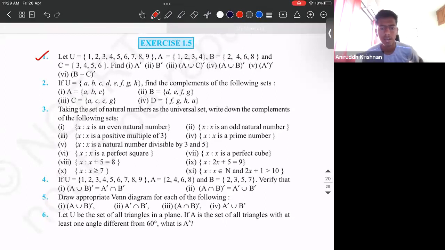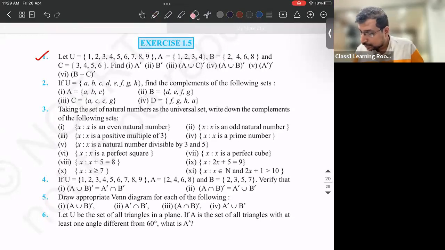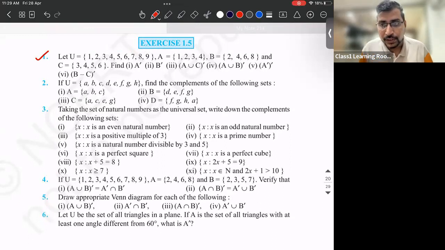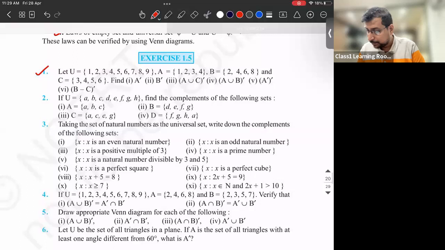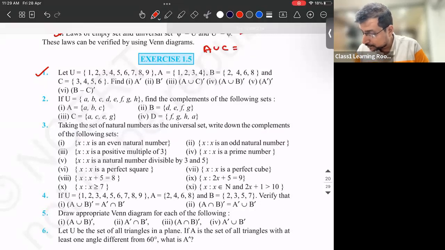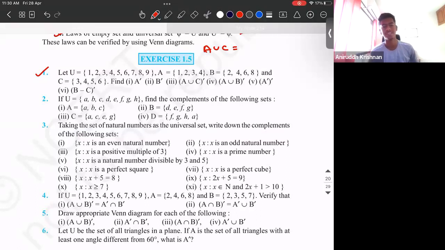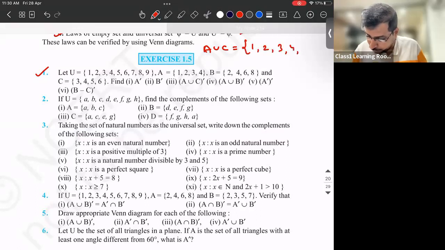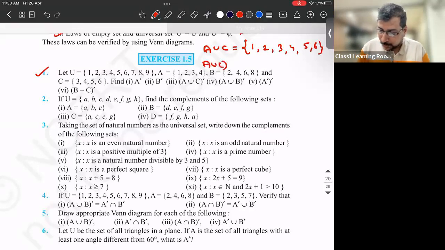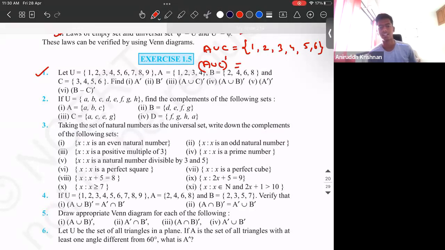1, 3, 5, 7, 9. Correct. All the odd numbers. What is A union C, the whole complement? First, you need to find A union C. Again, you're getting confused between union and intersection. Careful. A union C is 1, 2, 3, 4, 5, 6. So what is A union C, the whole complement? 7, 8, 9. Correct.